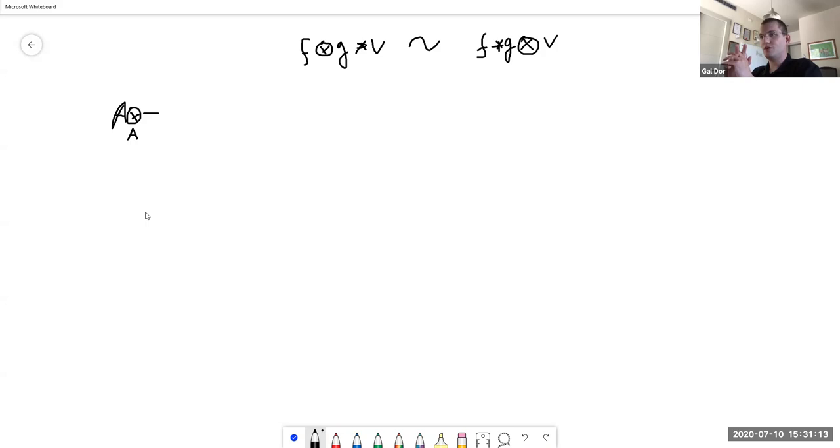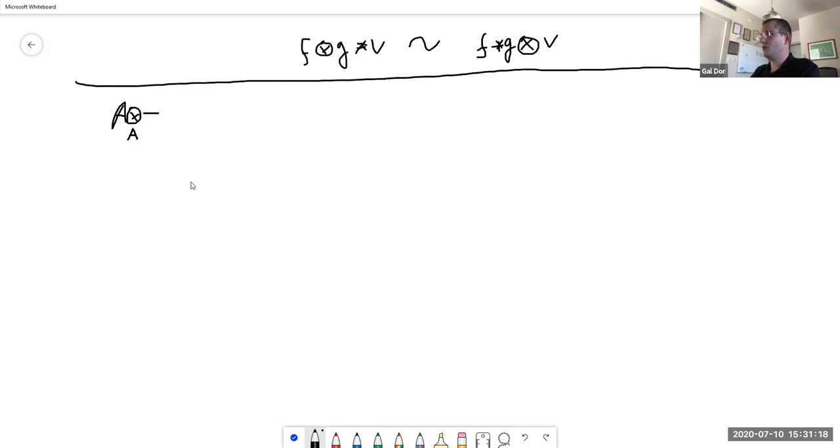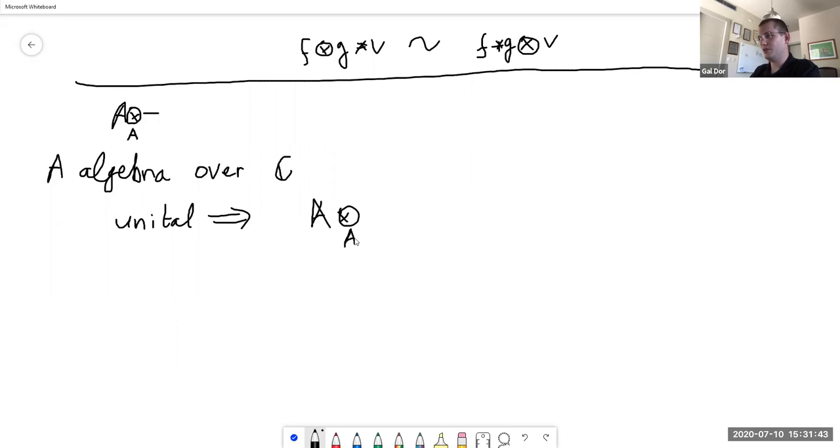So first of all, let me say a few words about this functor, tensoring with A over A. So let A be an algebra over C. Now, if A is unital, then this functor is just the identity functor. If you have a unital algebra, then A tensor over A with any A-module M is canonically isomorphic to M. And that's not very interesting. So in this talk, we're going to be only considering non-unital algebras.